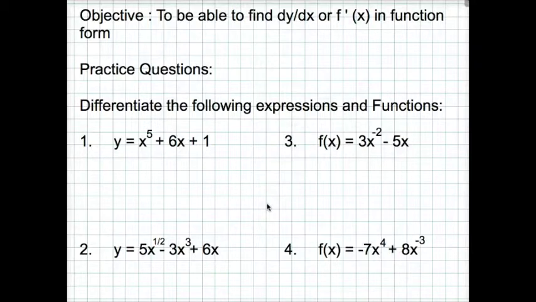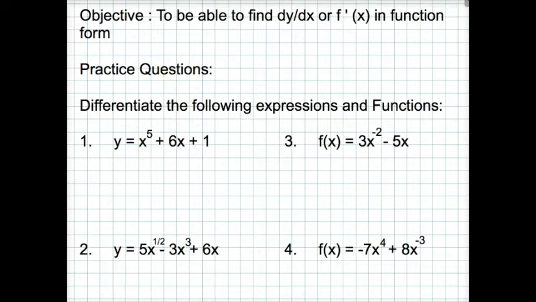Welcome to the practice questions on being able to find dy dx or f prime x in function form. What I'd like you to do now is to pause the video, have a go at questions 1, 2, 3 and 4, and then when you're happy with your answers, restart the video and go through the model answers with me. So pause the video now and have a go at these 4 questions.